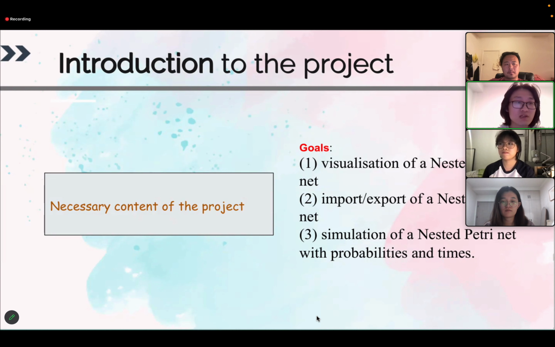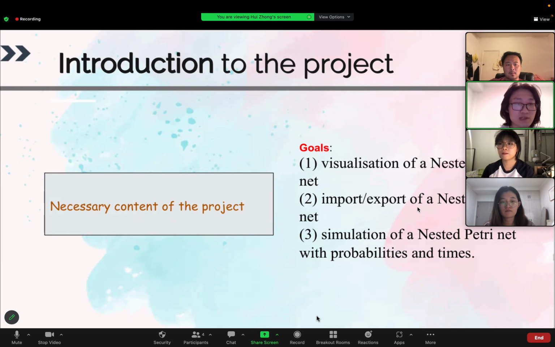the model. The second goal is import-export of a nested Petri net, which means developing a mechanism for importing nested Petri nets from other tools or formats, as well as exporting the model to be used in other software.